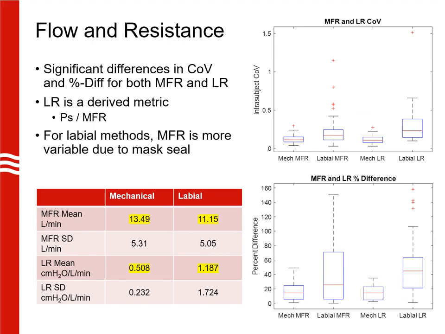Moving on to airflow and resistance measures, we found that mechanical interruption had lower COVs and percent differences than labial methods for both measures. Looking at the graphs, we see a much wider distribution of values for labial than we do for mechanical. We also determined that there were significant differences in the mean values of airflow and laryngeal resistance, with mean flow rate being higher for mechanical and resistance being lower for mechanical. This ties back into what we see with the reliability data.